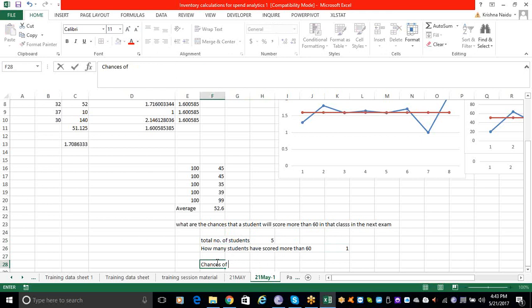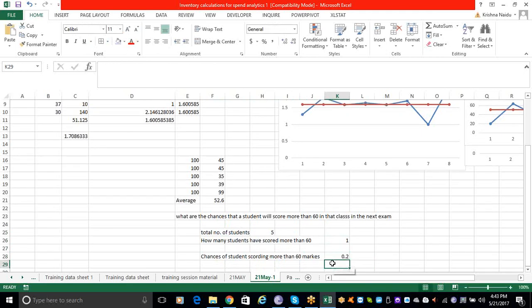So what is the chance of a student scoring more than 60 marks? That is only 1 by 5. There's only one student who has scored more than 60. That person has scored 99. Out of 5 students, only one has scored more than 60. 20% chance.